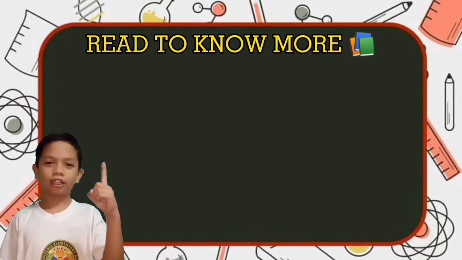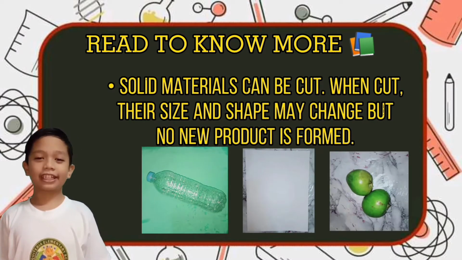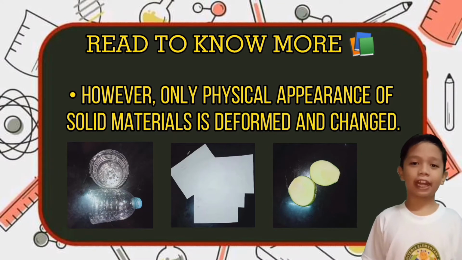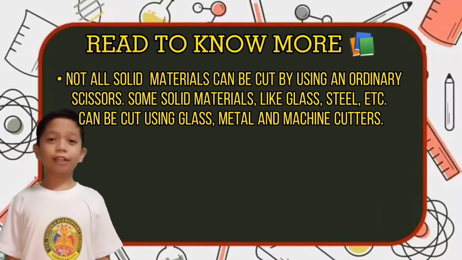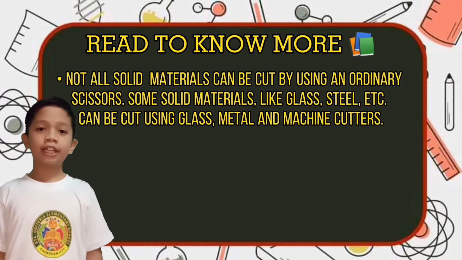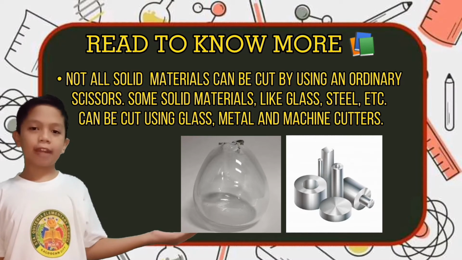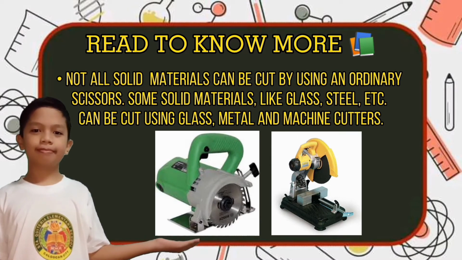Read to know more. Solid materials can be cut. When cut, their size and shape may change, but no new product is formed. However, only the physical appearance of solid materials is deformed and changed. Not all solid materials can be cut using ordinary scissors. Some solid materials like glass, steel, etc. can be cut using a glass cutter, metal cutter, and machine cutter.